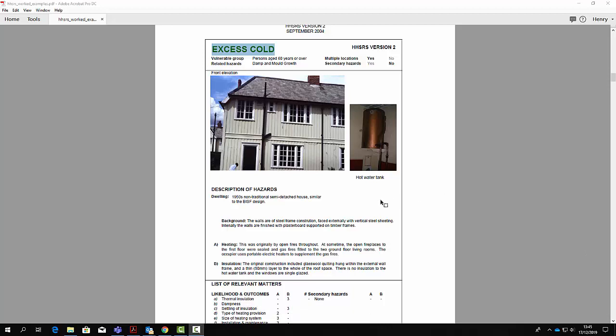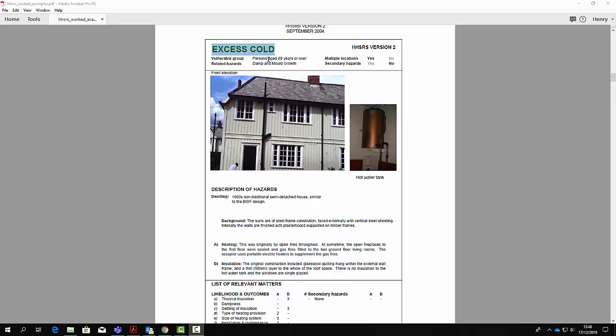Okay, so I thought it might be quite useful to show you this old HHSRS example, which has come from the original 2004 worked examples. So this is a worked example for excess cold. And so the hazard is excess cold. Property is having such cool indoor living temperatures, either due to lack of insulation or inadequate heating, or both, it starts to threaten the health of the occupiers of the property.